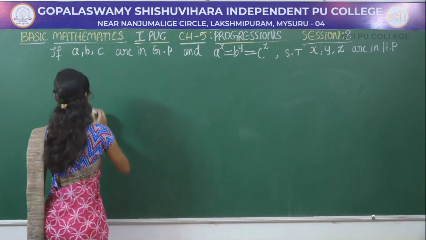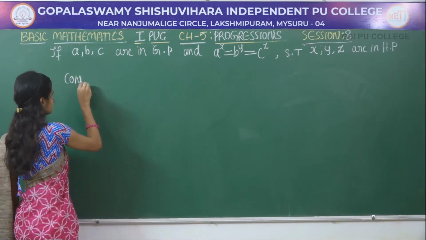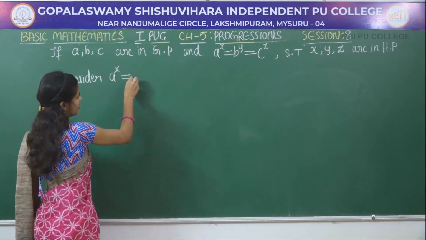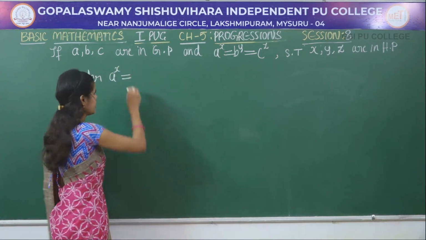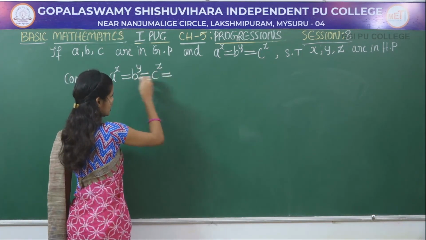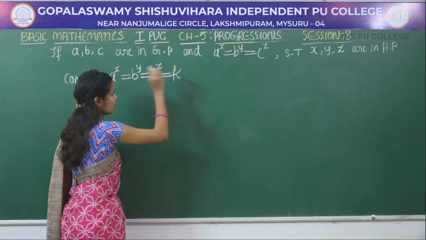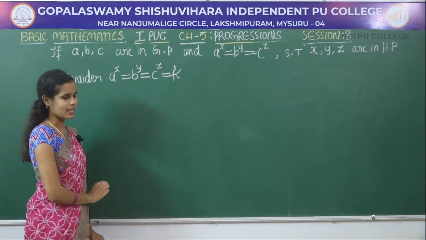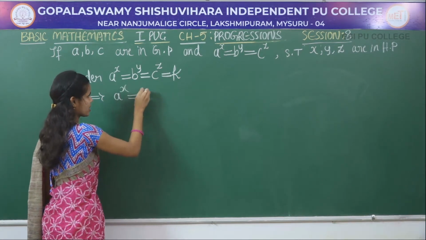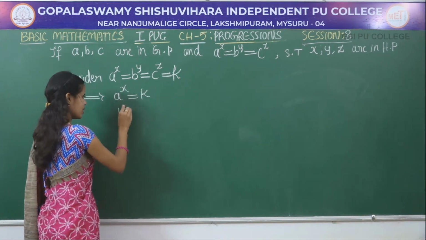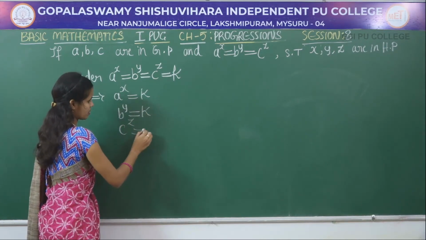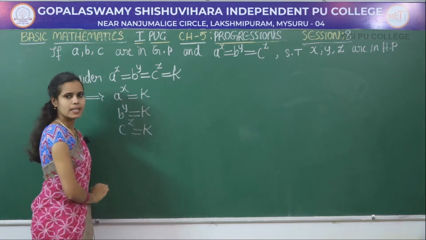So consider here a to the power of x is equal to b to the power of y is equal to c to the power of z. So these three terms are equal to some constant value. I consider the constant value to be k. So this implies we get a to the power of x is equal to k, b to the power of y is equal to k, c to the power of z is equal to k.